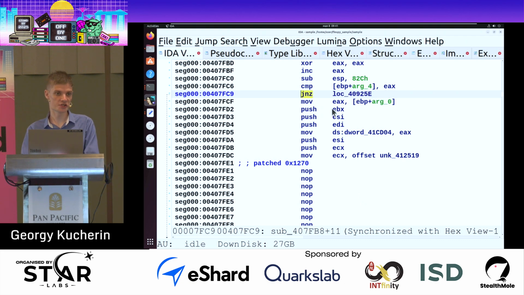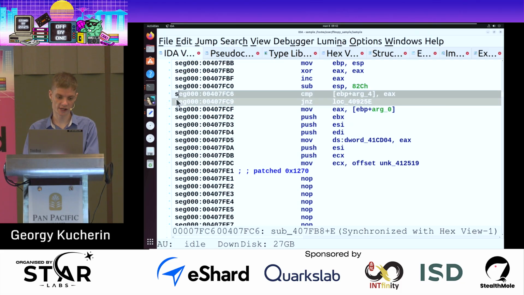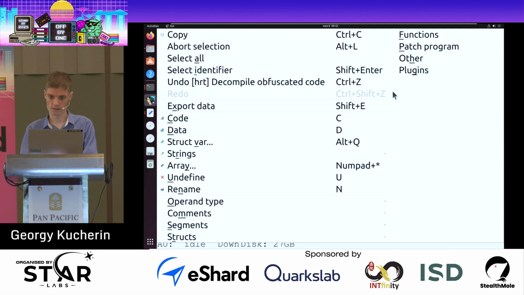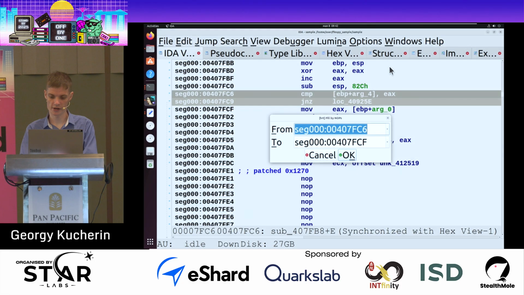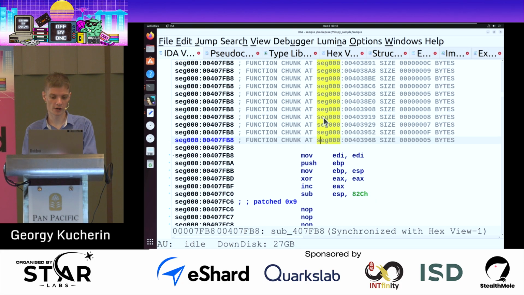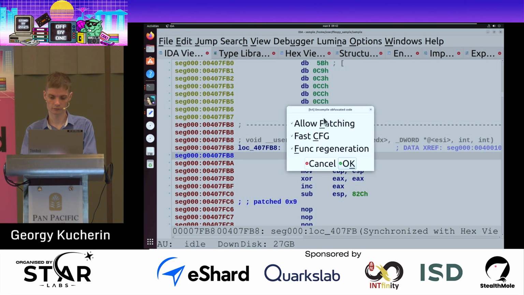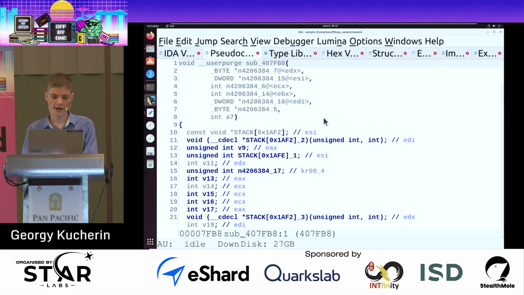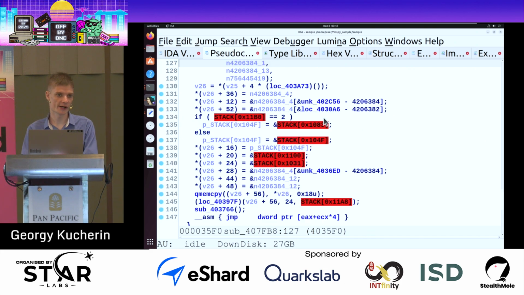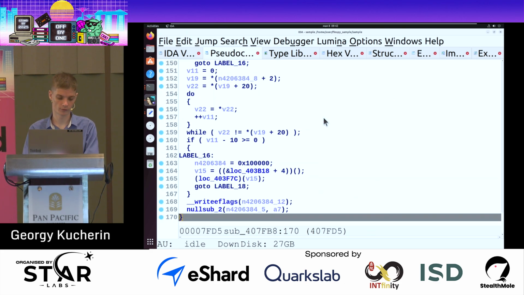Again, this is an anti-analysis technique. We need to get rid of it. So we select the two junk instructions, we press Edit, Patch Program, Fill with NOPs, and press OK. And once we're done with that, we decompile the function. And if we scroll down through what we have, we see that we got at least something readable.